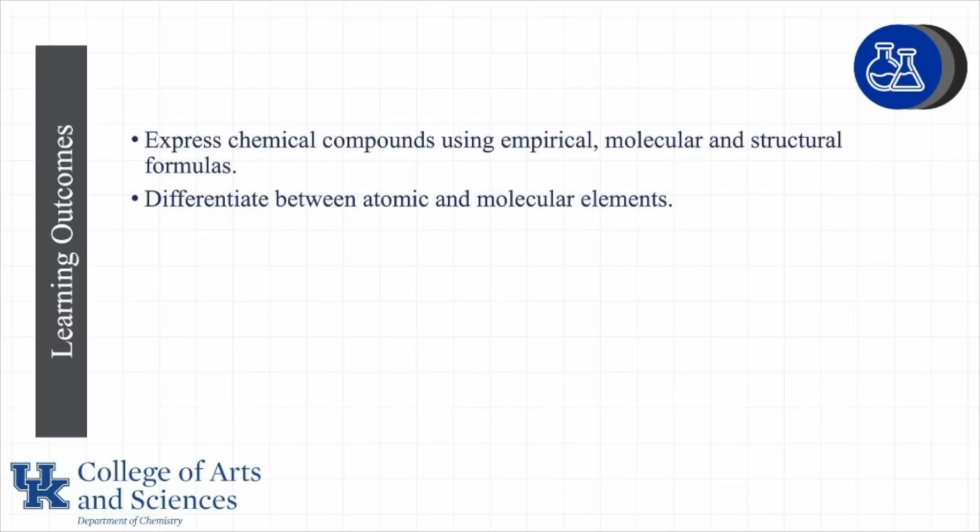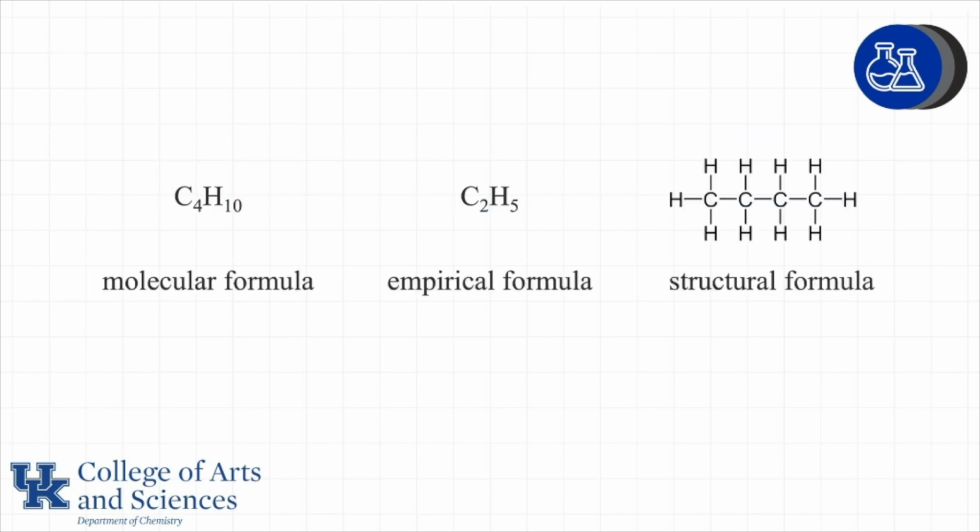In this lesson, we're going to look at different ways to express formulas. Three common ways to express the elements in a compound are the molecular formula, the empirical formula, and the structural formula. The molecular formula is what we typically see when we're looking at information about a compound. The empirical formula is the simplest whole number ratio of the elements in the compound. You can think of that kind of like a reduced fraction.